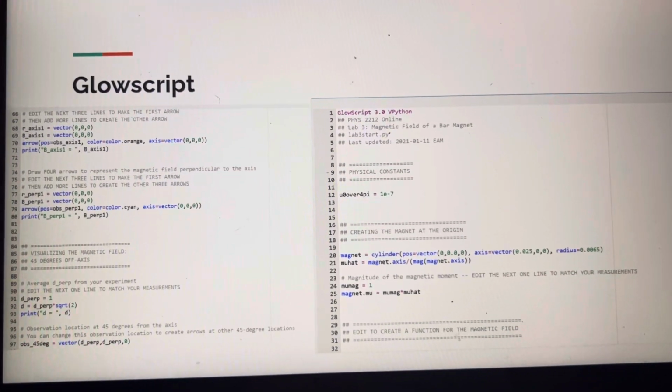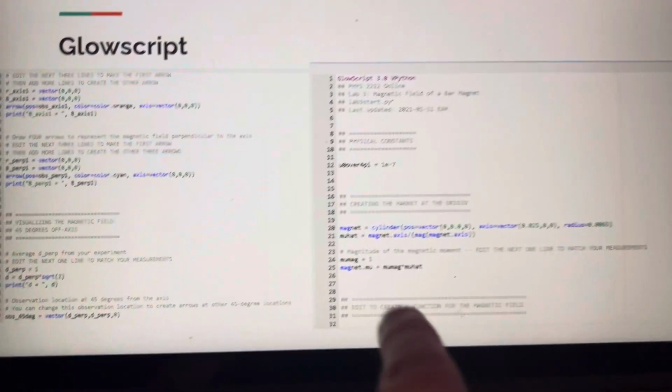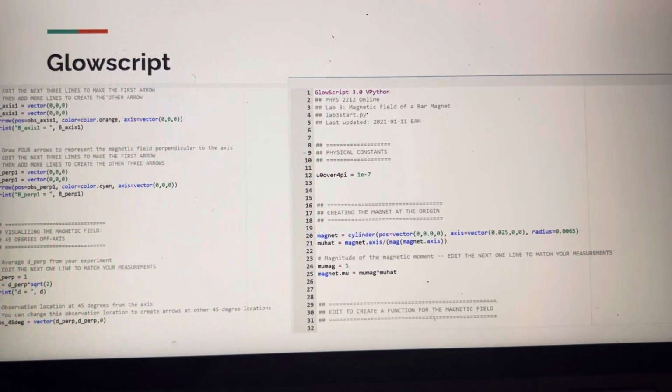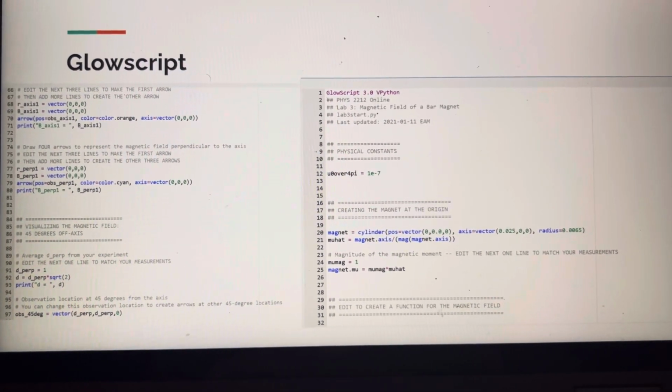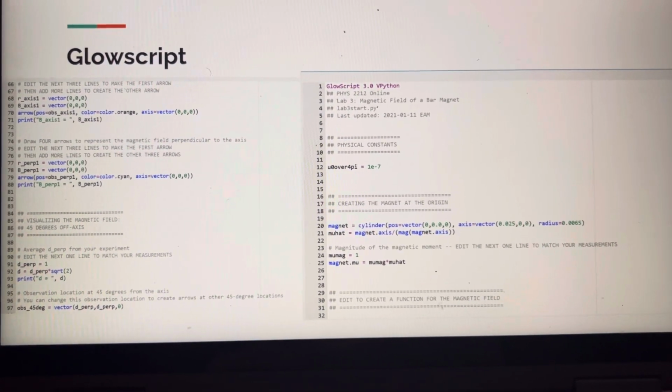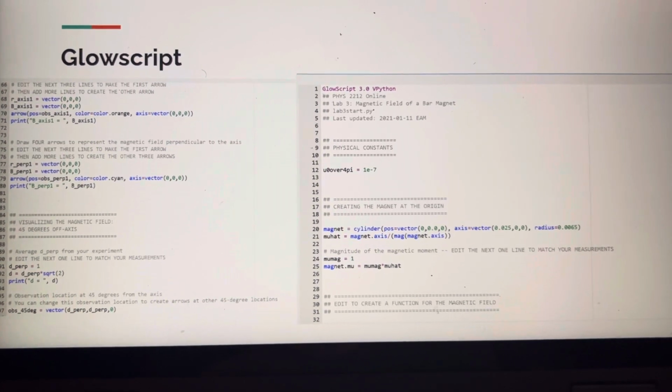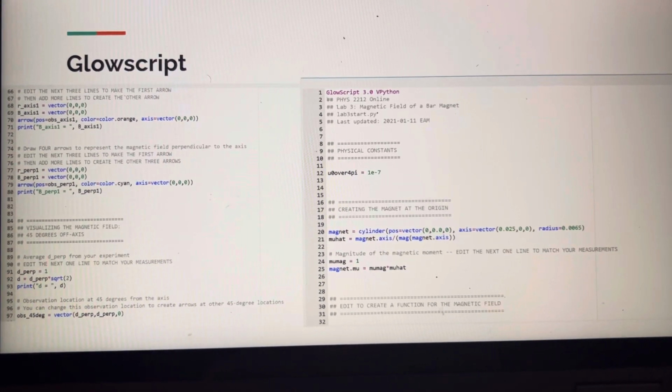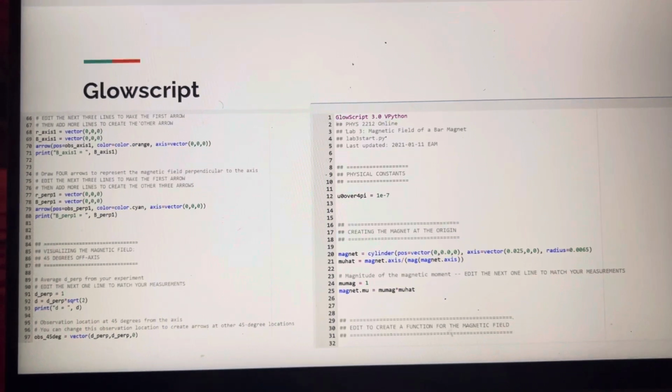So here's my GlowScript code. This is the first part of the code, and this is the latter half, which was used to map the situation of a bar magnet between distance, hypothetically, without considering the magnetic field due to Earth.